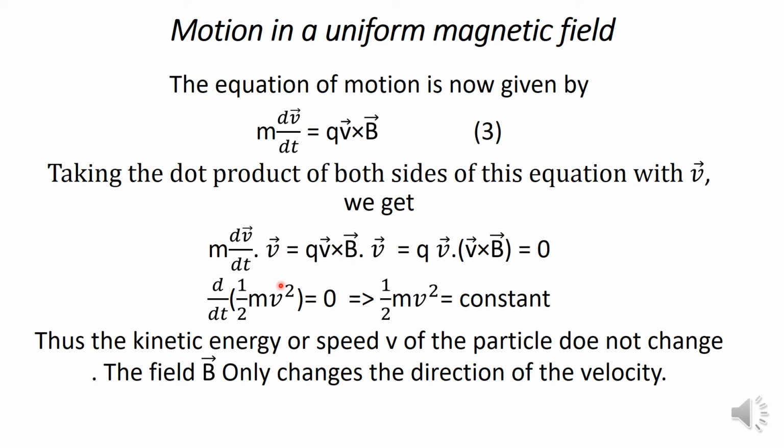Thus we find m dv/dt · v = 0, and this term can be written d/dt of (1/2 m v²) = 0. Thus 1/2 m v² = constant. That means the kinetic energy, or speed v, of the particle does not change. The field B only changes the direction of the velocity.